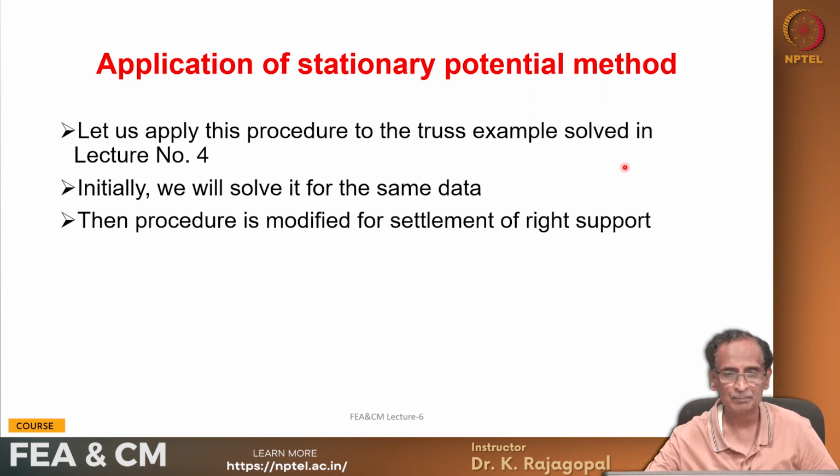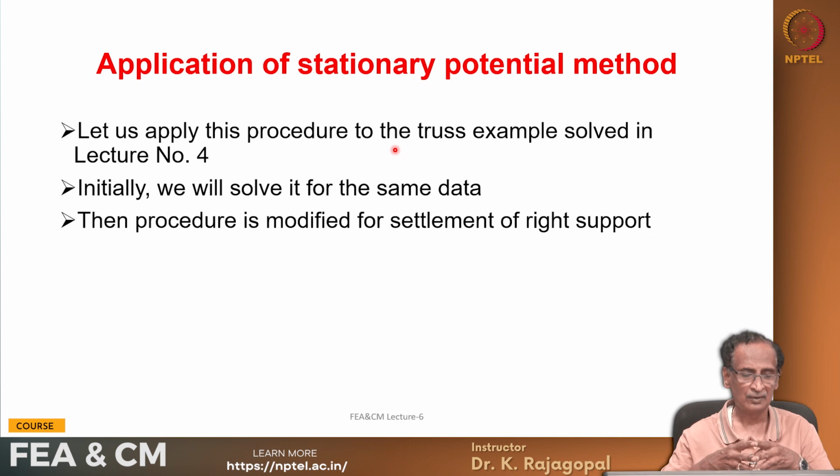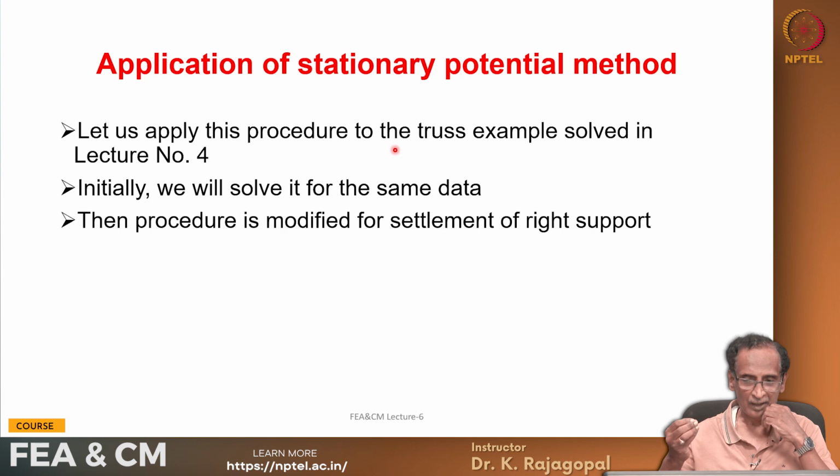And let's apply this stationary potential energy method to the truss problem that we had solved in lecture number 4. Okay, and we'll see two cases. The first one is for the same data that was given, and the second one is along with some settlement on the right hand side support.